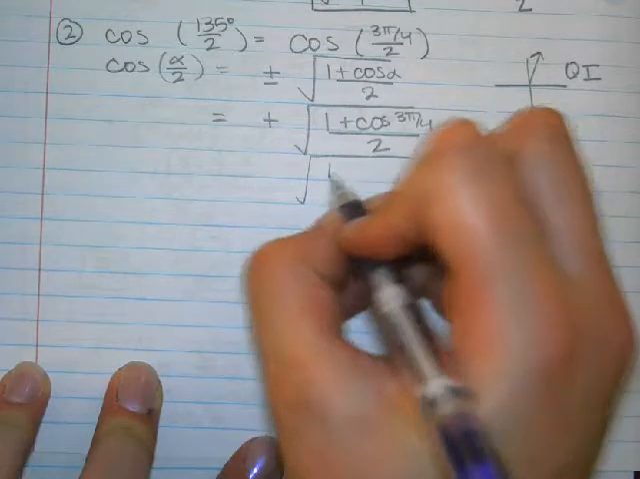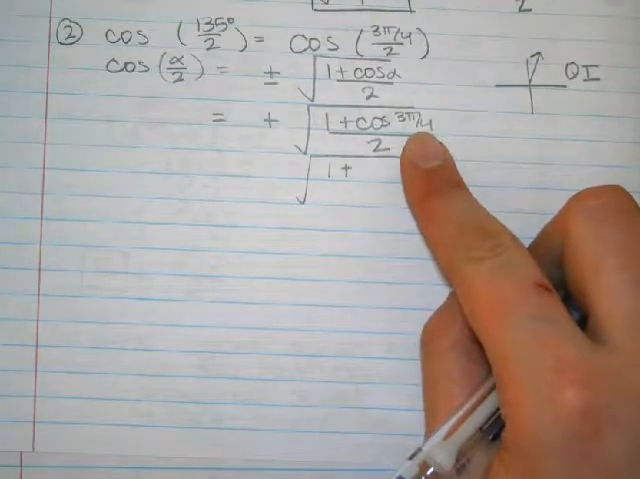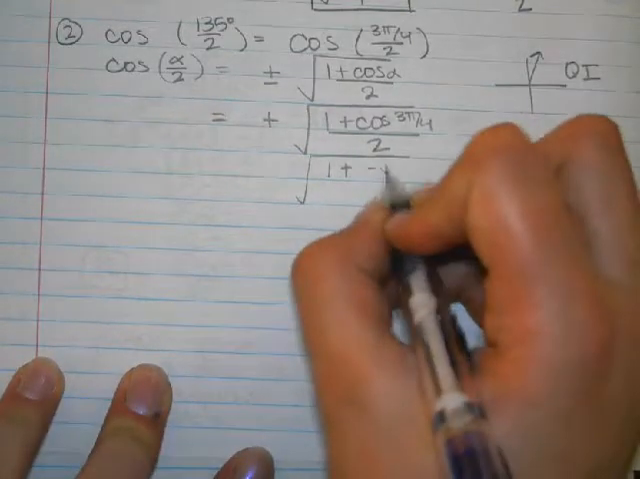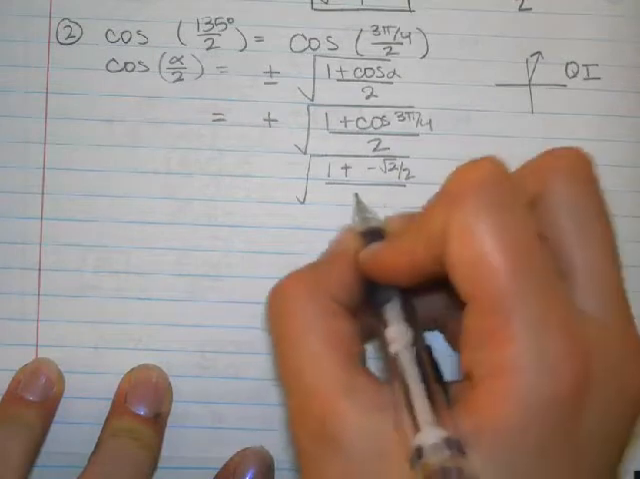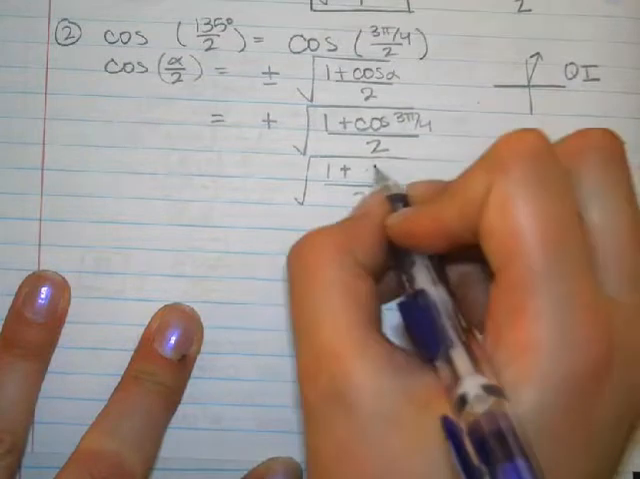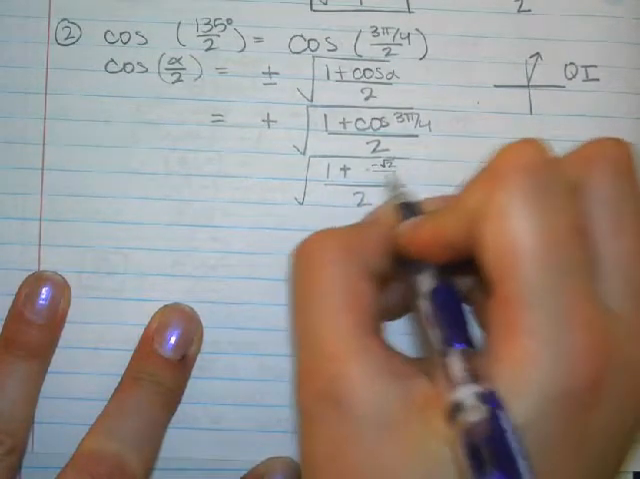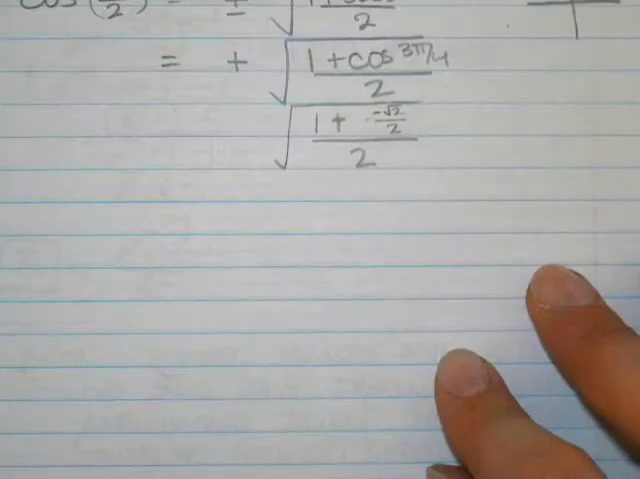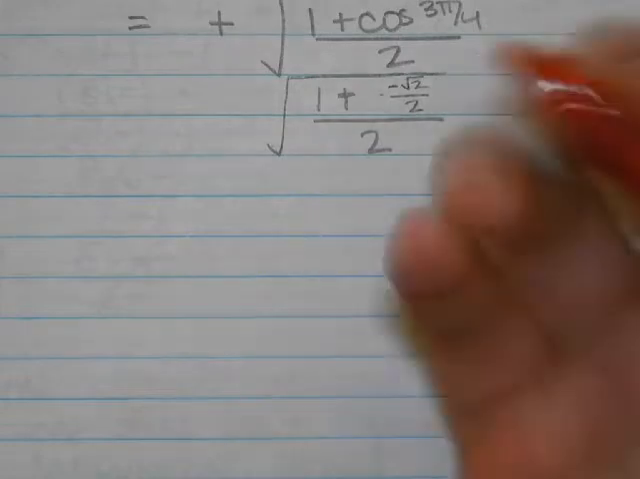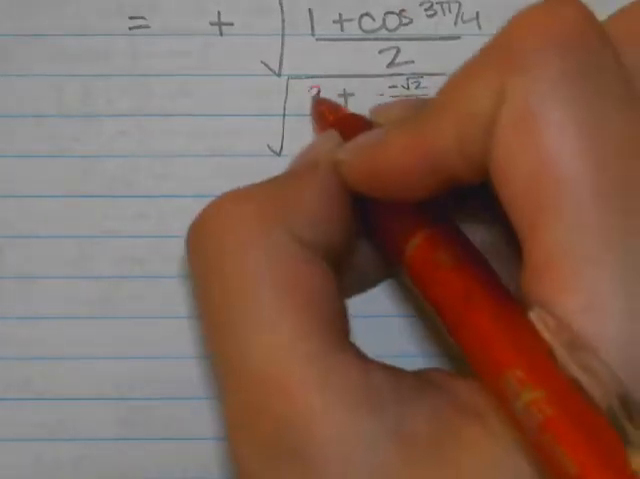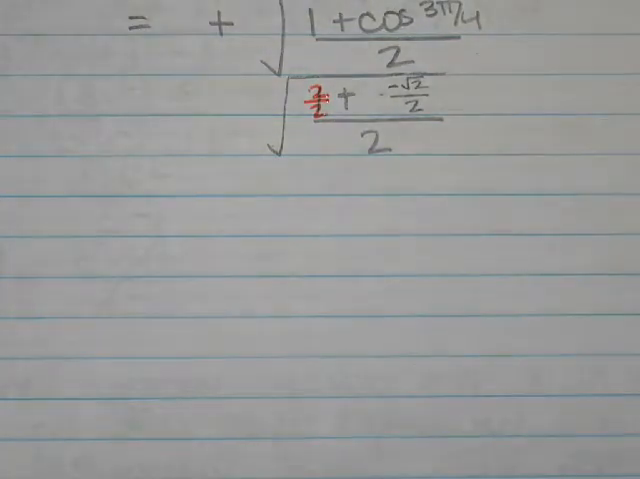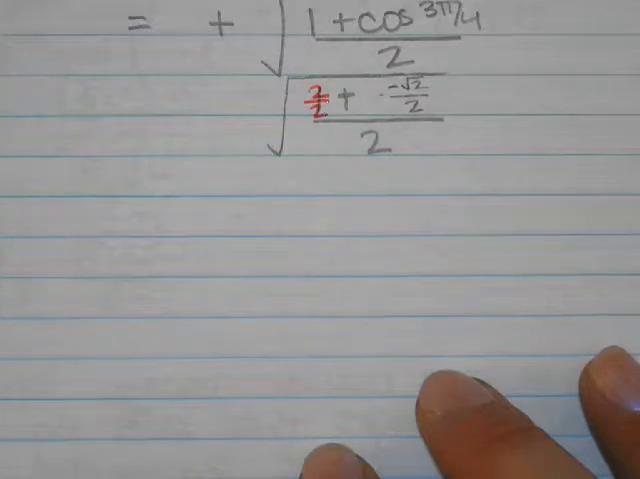All right, so we've got 1 plus, what is cos of 3 pi fourths? It's negative root 2 over 2, over 2. All right, and this is going to feel very similar to the last problem. What should we do next? Take the 1, and we're going to get a common denominator. So I'm going to write it as 2 over 2. Yes, they're very repetitive.